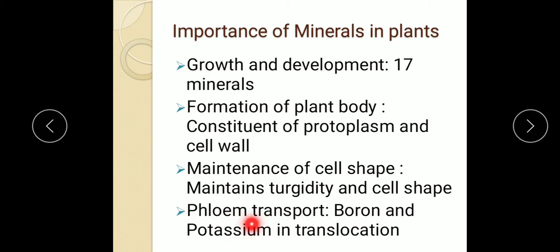Minerals like boron and potassium help in translocation of food through the phloem. So they help the phloem to transport the food. So understood children, the important functions here of the minerals: growth and development, formation of plant body, maintenance of cell shape and phloem transport, that is transport of food by the phloem. Now as we have seen there, if their amount is less or more, it causes problems in the plant body.